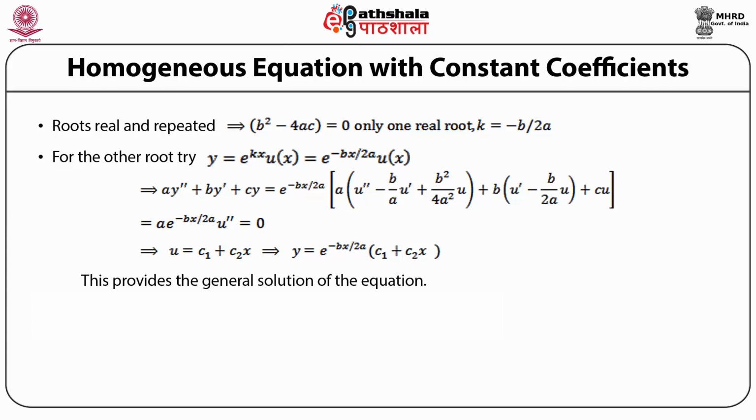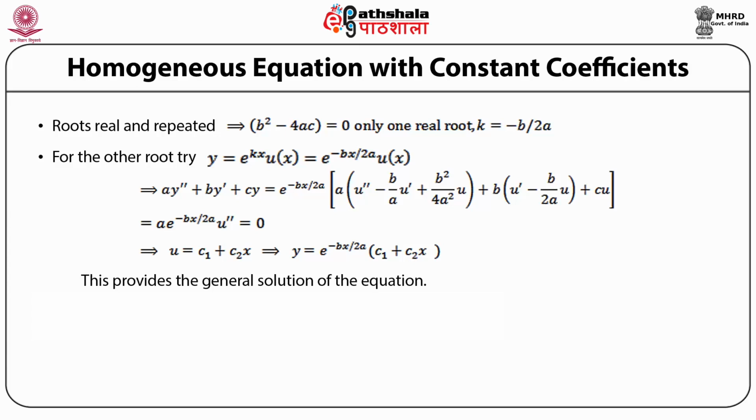Since the coefficients of u and u prime terms are both 0, u is given as u is equal to c1 plus c2 times x. Solution y will be equal to e raised to power minus bx by 2a times c1 plus c2x. Since the Wronskian of these two solutions, e raised to power minus bx by 2a and x e raised to power minus bx by 2a, is not zero, the two are linearly independent and we obtain the required general solution.